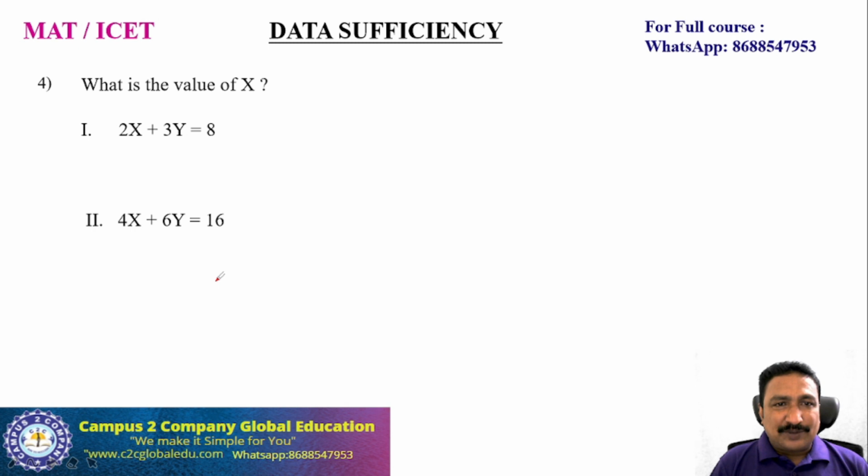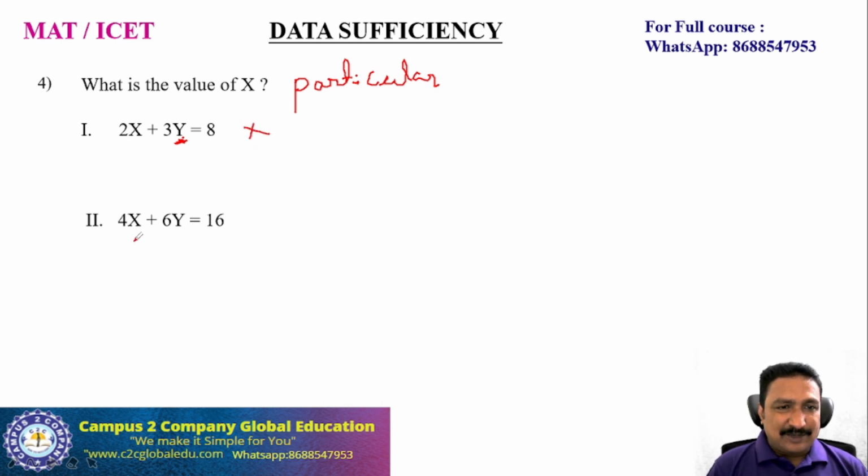Now look at the next question. What is the value of x? Here also we have to give a particular value. Whenever they say what is the value, we should give a particular value. Now look at the first statement: 2x plus 3y is equal to 8. According to the previous question, with two variables and one equation we cannot find the answer, since we don't know the value of y. That's why we cannot find the x value from the first statement. So we can eliminate the choice here, friends.